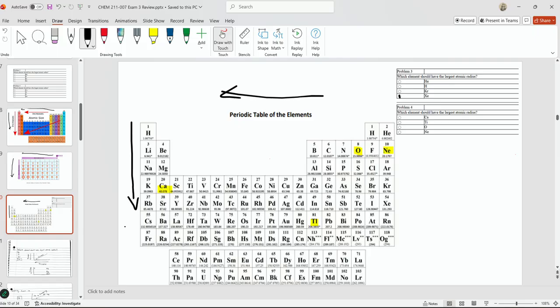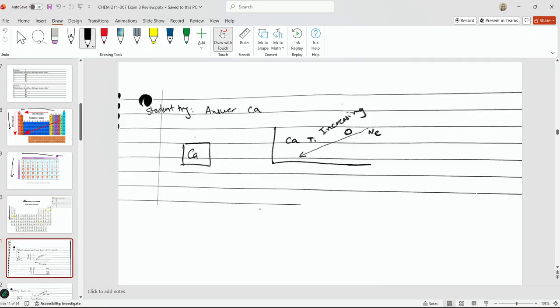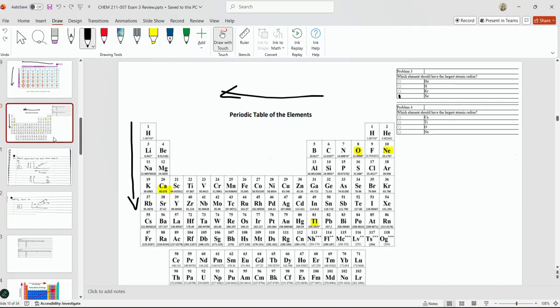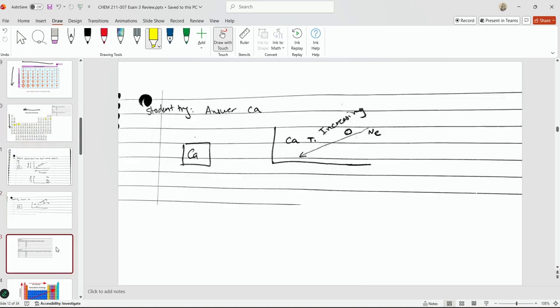No, it would be Ca. Yeah, because it's increasing like this. Makes sense. Oh, maybe I highlighted this one, it was Ci. My bad, I did this one. So it was increasing like this, and the largest one here is Ca. Makes sense. Yeah, cool. All right, thank you.